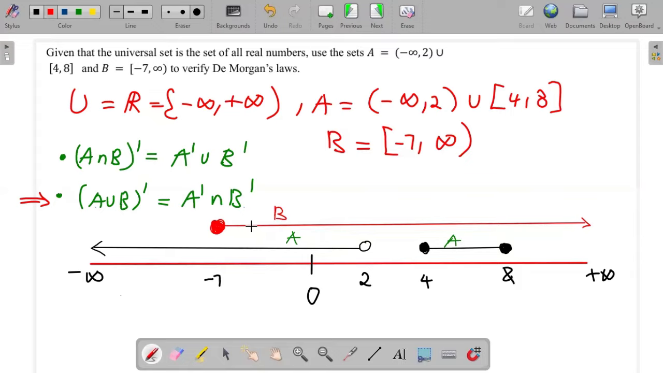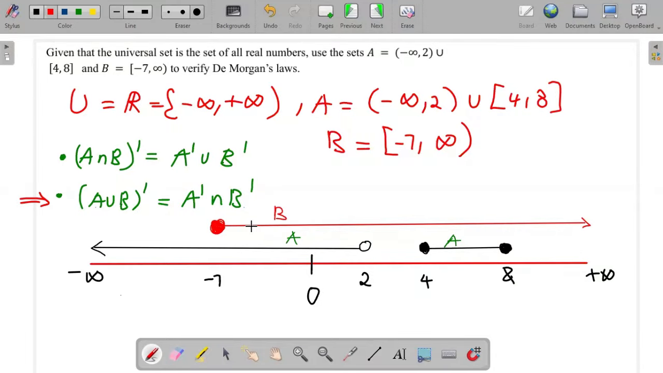So now I want first of all to find the A union B, and then from the A union B, I can get the complement. From the A union B, I can get the complement. So what is the A union B here? Anyone who is seeing the A union B, what is the A union B here?